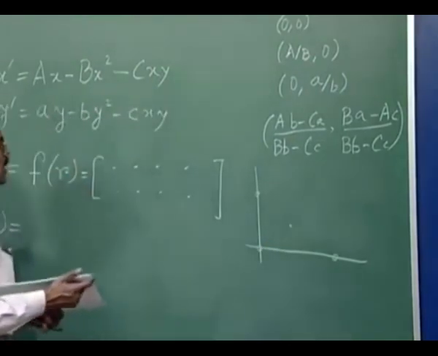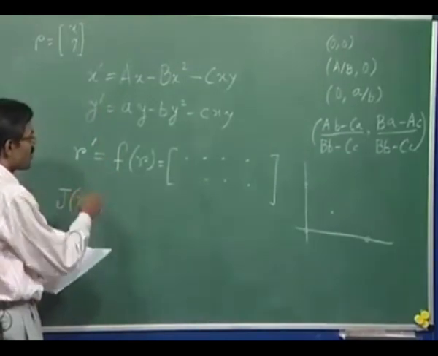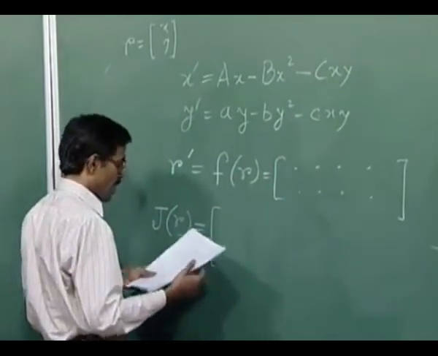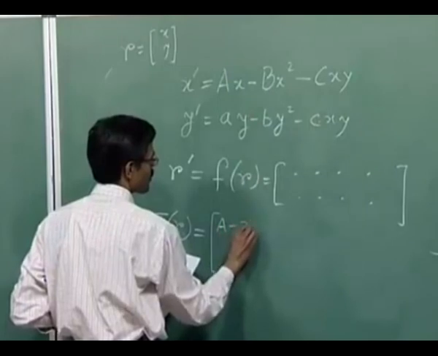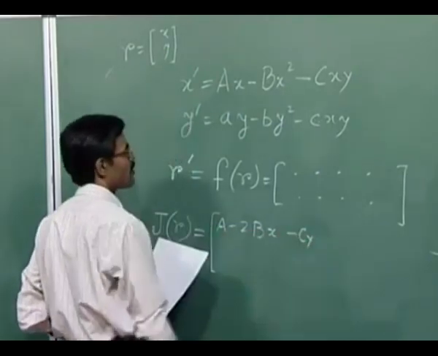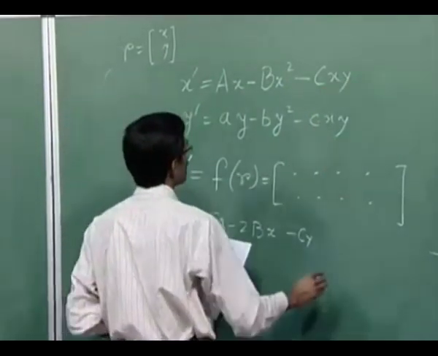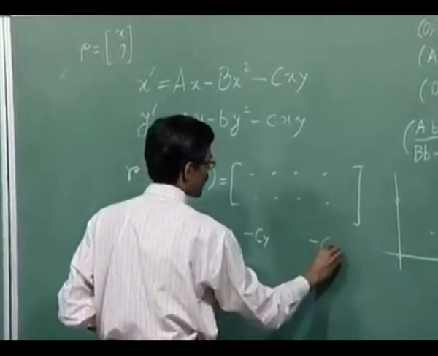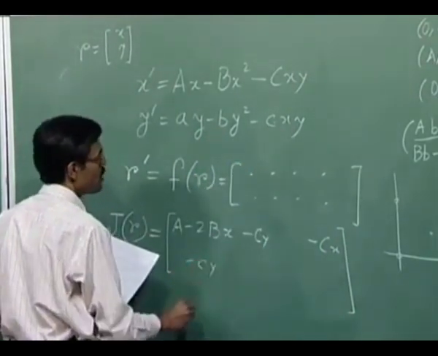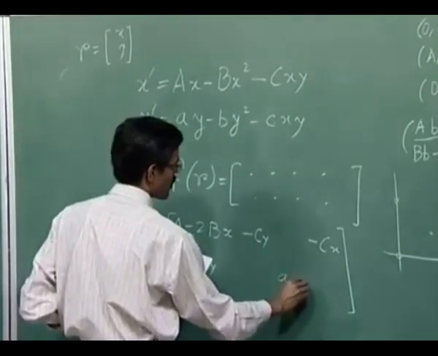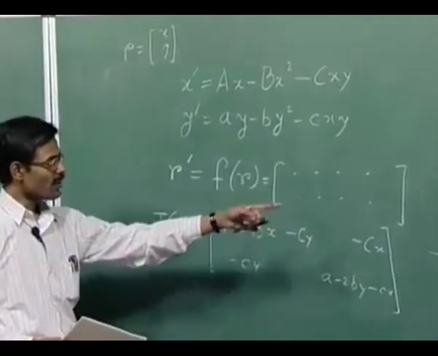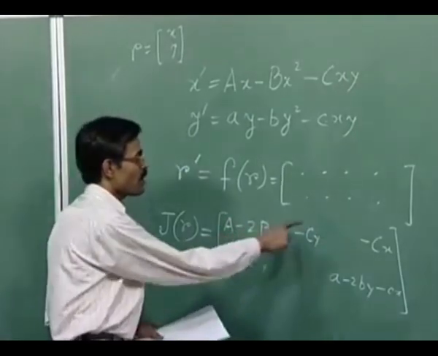Okay. Now, around origin, if you can find out the Jacobian matrix, you will basically differentiate this with respect to x and get a minus 2bx minus cy, this is the x derivative. Now, the y derivative of this will be minus cx, then the x derivative of this will be minus small c y, and the y derivative of this will give you this.